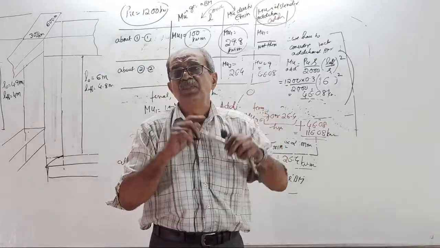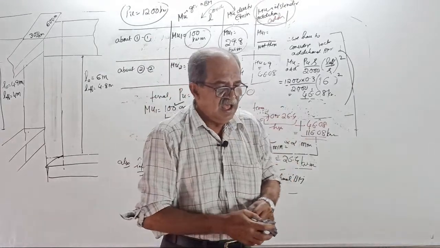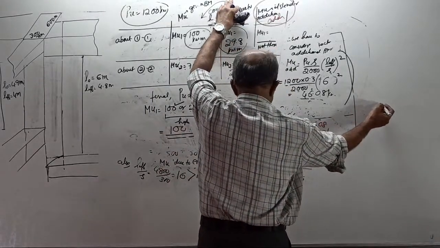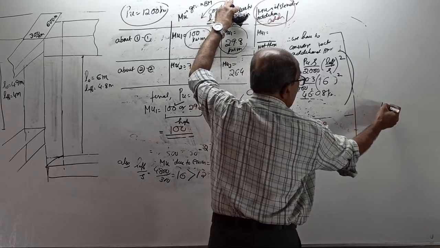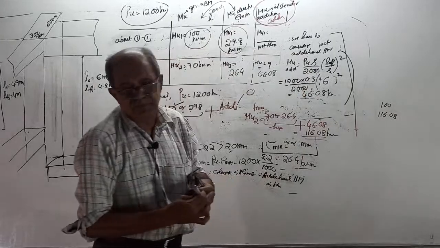Therefore, finally, make a note now. I am dictating. Our column section, one minute now. I want the answer now. I will write it somewhere here so I don't forget. How much is it? 100 and 116.08. Okay, done. I noted both of them.